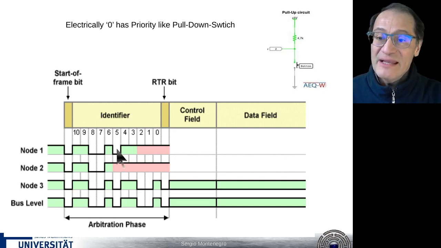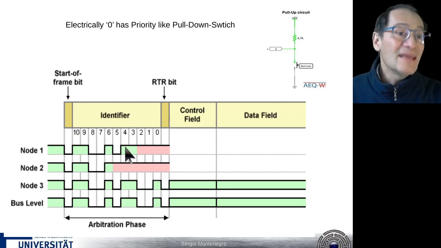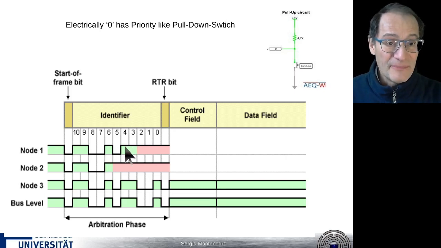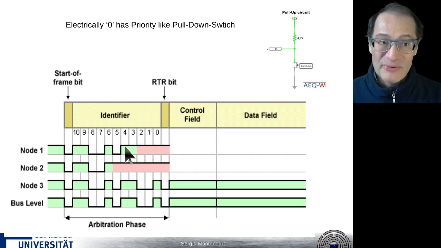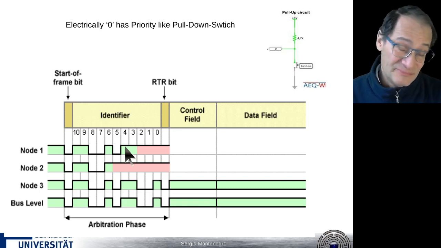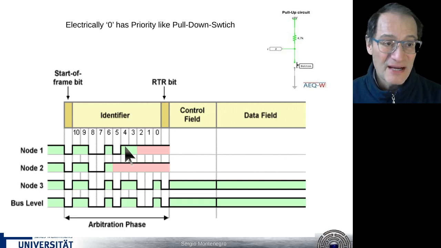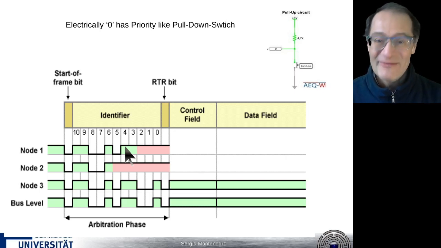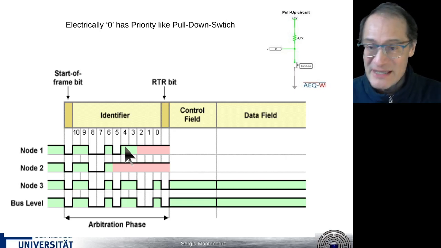And at the beginning, we have an identifier of the message, and the identifier is something like the priority. The identifier with the most zeros has the highest priority and will be able to transmit the data. The other has to wait until the bus is free again. So using this very clever method with priorities, we avoid collisions and we are not going to lose data if 2 are trying to send at the same time.